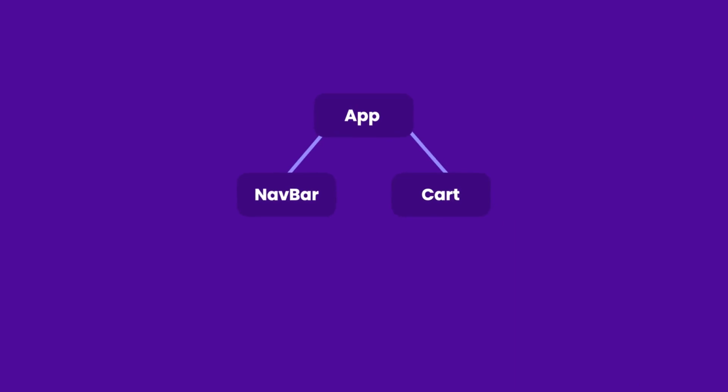Well, here's our component tree. So on the top, we have the app component, and below that, we have the nav bar and cart components. Now, let's imagine that we have used the state hook in the cart component to store the list of shopping cart items. Now, to share this state with the nav bar component, we have to lift the state up to the closest parent, in this case, the app component. Now that we have this state in the app component, we can share it with its children using props. So both the nav bar and cart components are going to receive the list of shopping cart items as props.